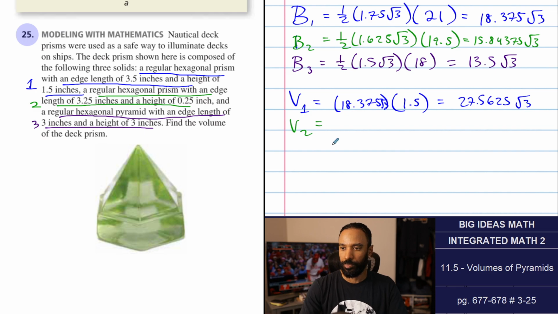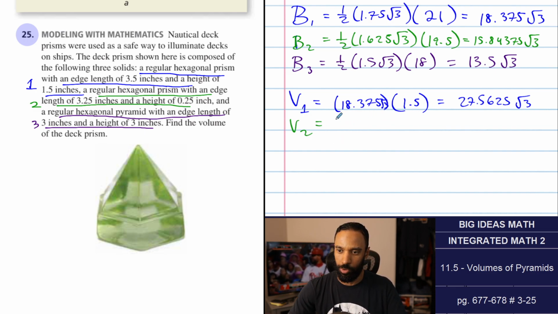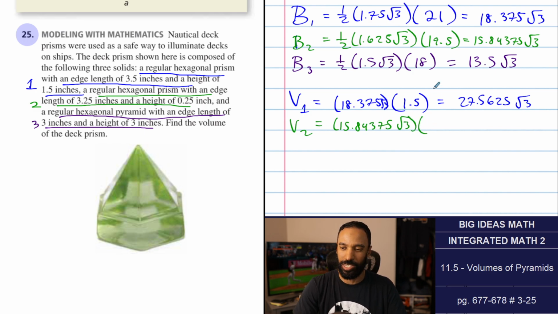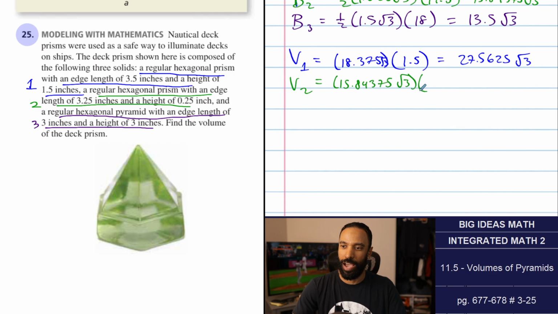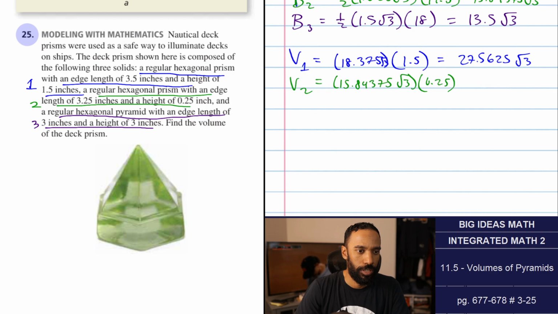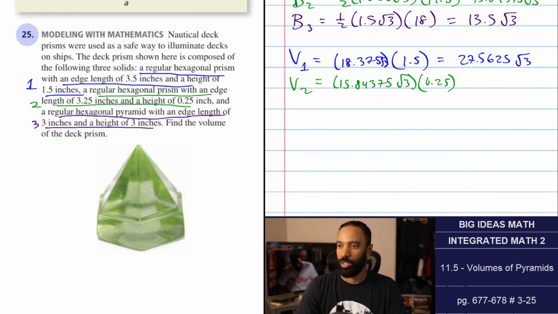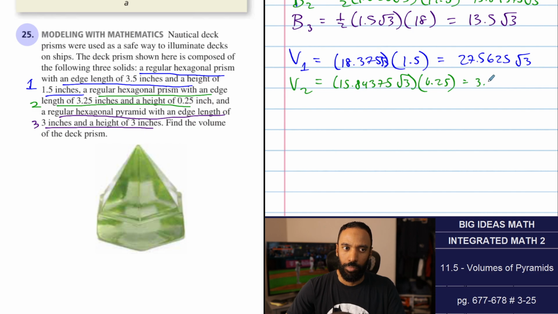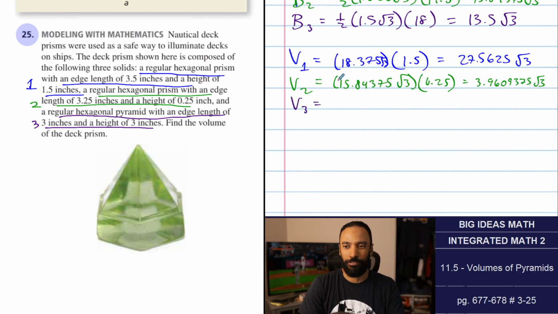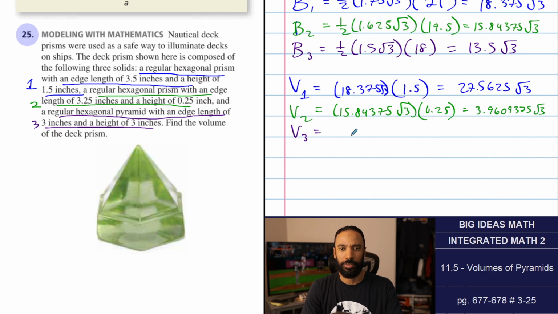Volume 2 is going to be, this is also a prism. 15.84375 root 3 times its height. I think it's 0.25. 0.25, that's divided by 4. So let's do that number there divided by 4. Oh boy. 3.9609375 root 3. I hope I didn't mess anything up leading into this. I feel like I haven't. I fixed that hexagon thing.